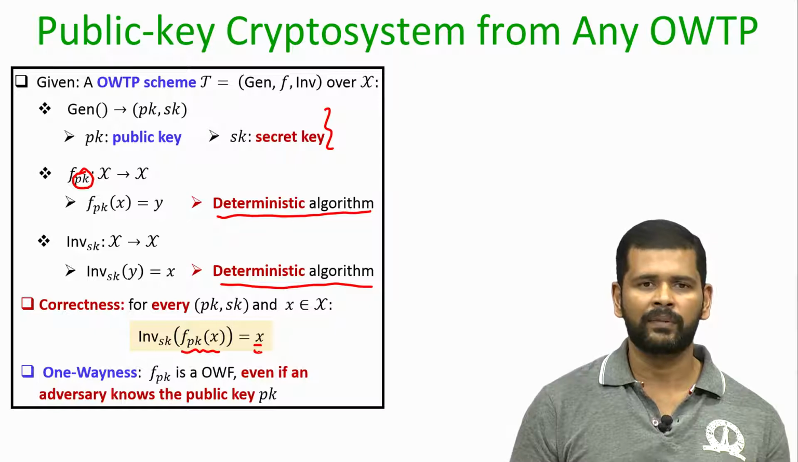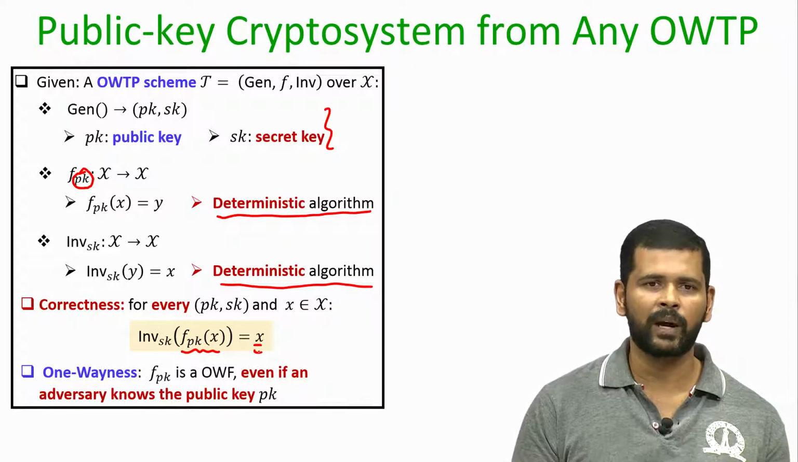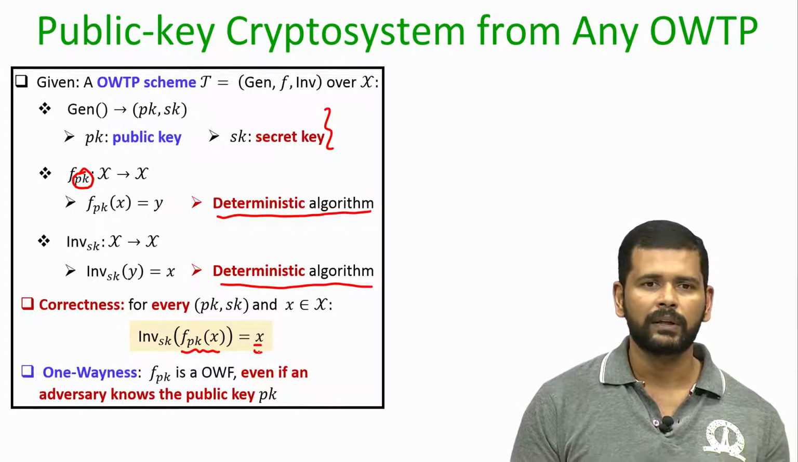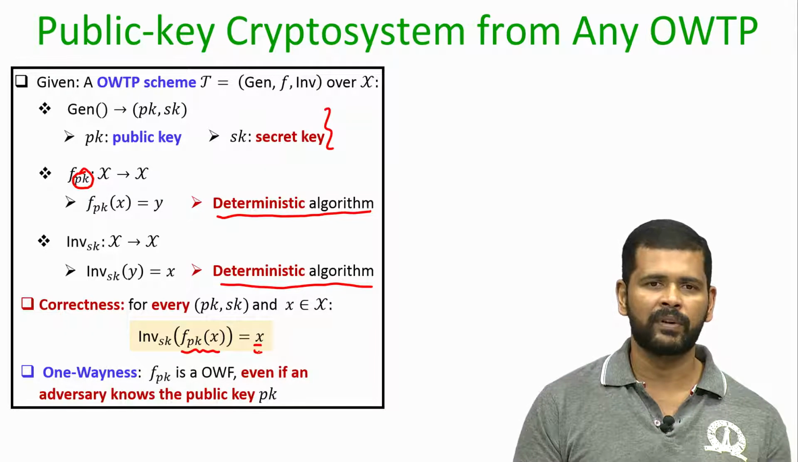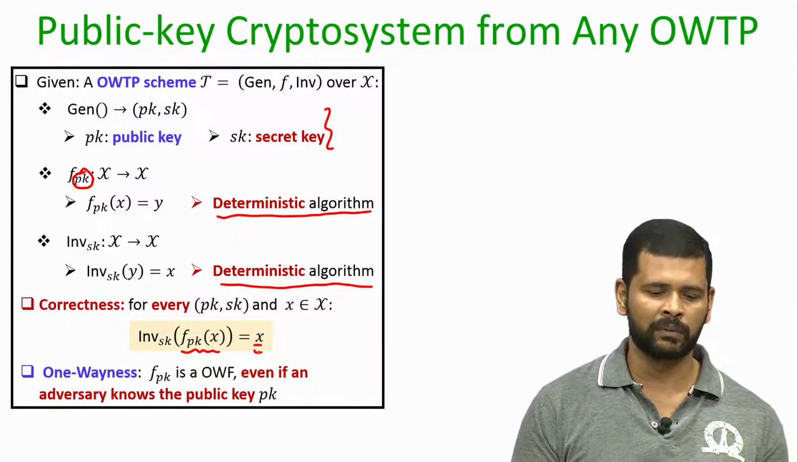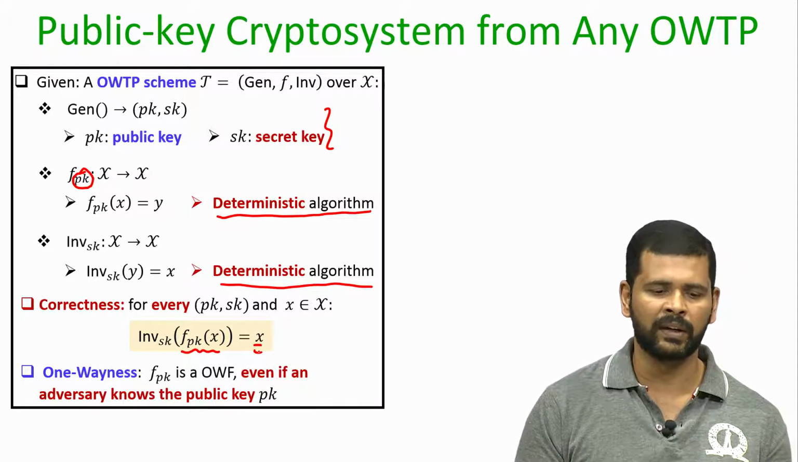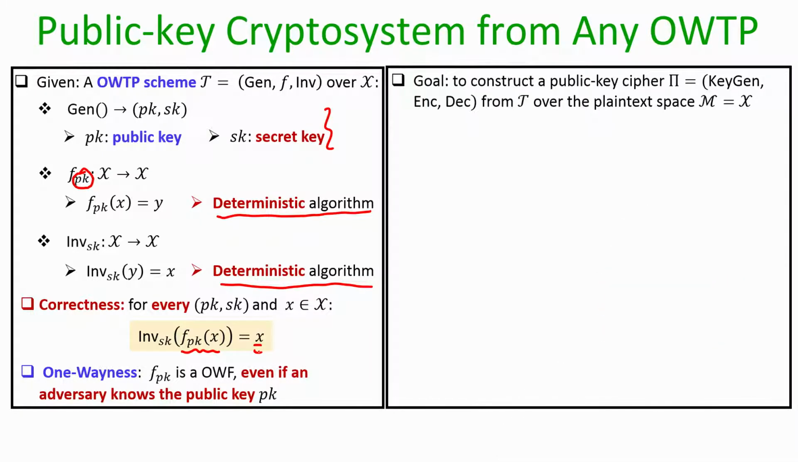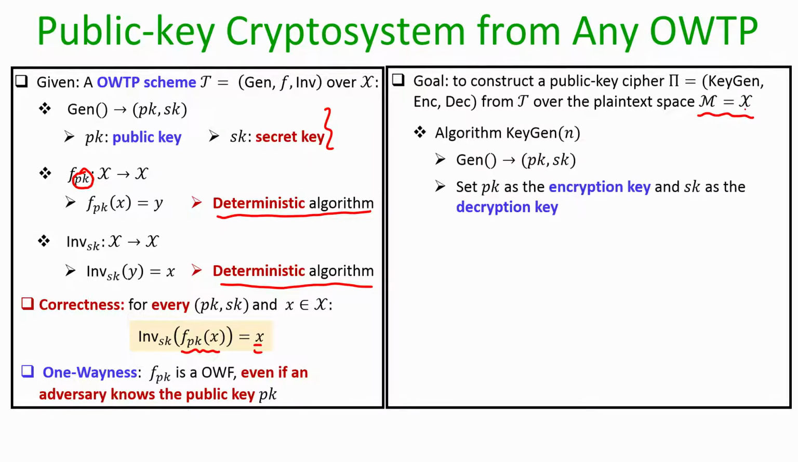And the second property, which is the security property, is the one wayness requirement, which demands that your function f sub pk should be a one way function against a computationally bounded adversary, even if the adversary knows the description of the public key and the steps of your function little f. Now, given such a one way trapdoor permutation scheme, our goal is to construct a public key crypto system which has a key generation algorithm, encryption algorithm and decryption algorithm over the plain text space, namely the set X, and this is done as follows.